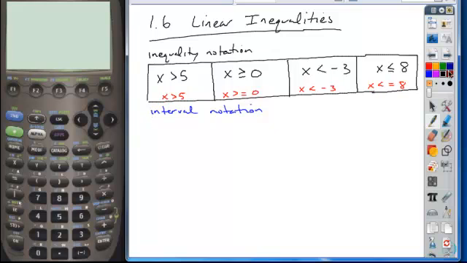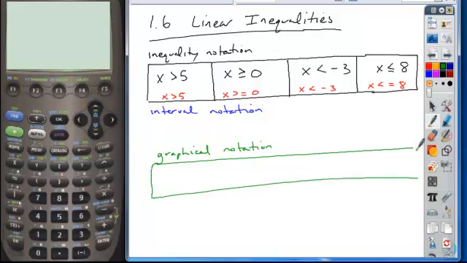And so here's kind of how the interval notation coincides with this. As an intermediate step, I'm going to go through a third notation, which is graphical notation. And so I kind of want to show how these all relate. All right, so let's say we take these intervals from up above.